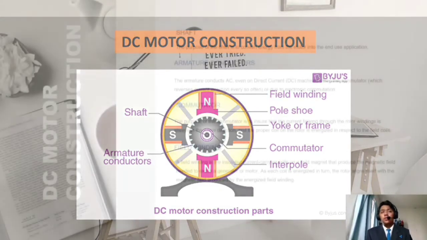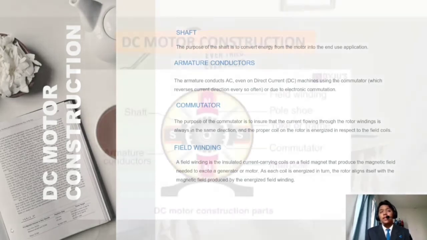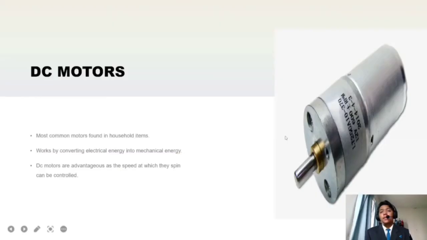So what do each of these components do? Well, first of all, the shaft. The purpose of the shaft is to convert energy from the motor into the end-use application. So if you see here in a previous picture, this is the shaft. And all the components inside work by spinning the shaft inside here, which in turn spins the shaft out here, which will be connected to whatever needs to be spun. Say, for example, the blades of a fan or a vacuum.